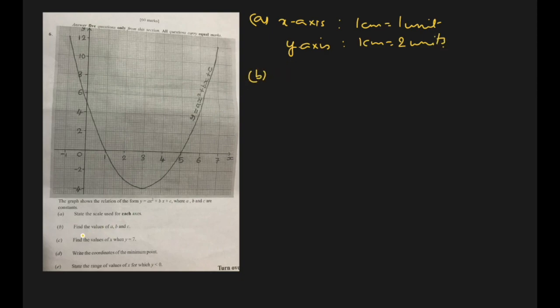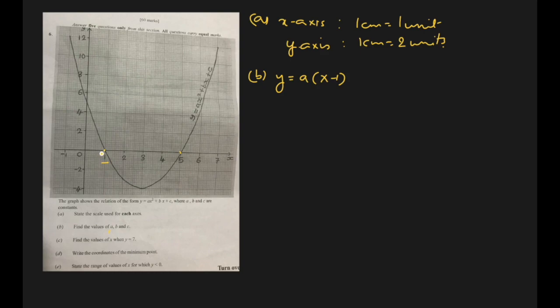Now, find the values of A, B, and C. Basically, they're asking us to find the equation of the parabola. Now we know that one x-intercept is at 1 and the other is at 5. We can't have more than 2 intercepts. So this gives us an equation: y equal to a times x minus 1. This is the first factor because of 1.